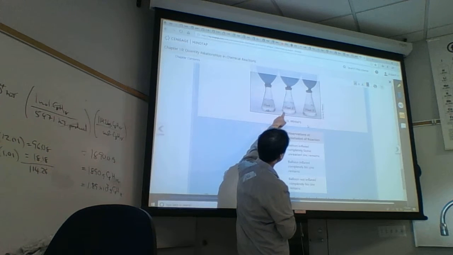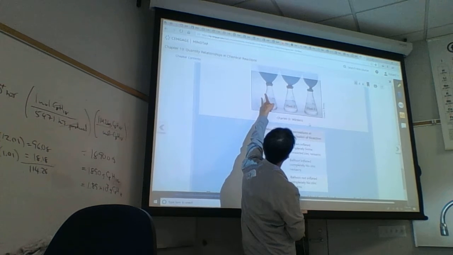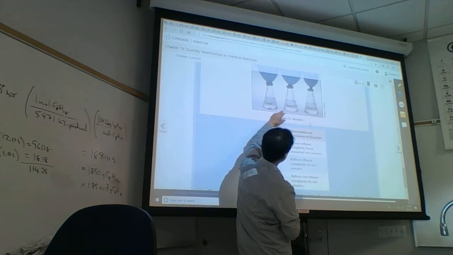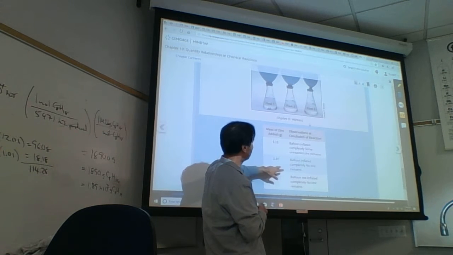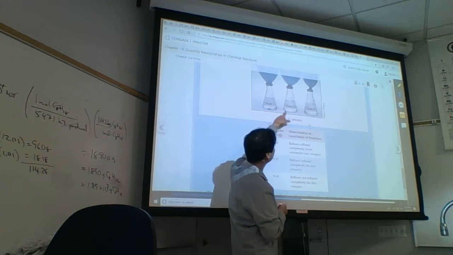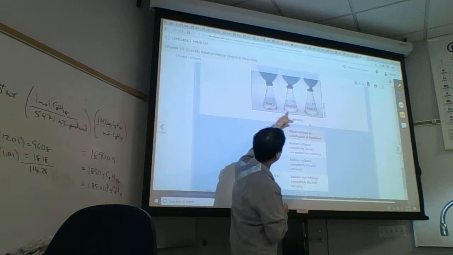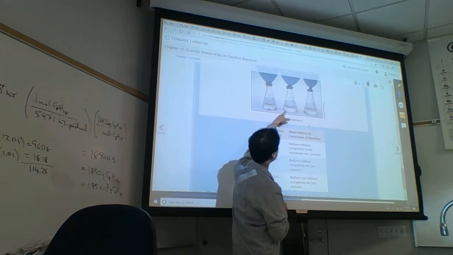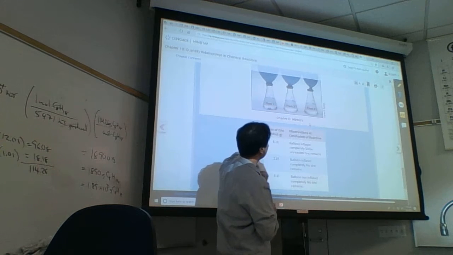In flask 2, there's no more zinc left. And the balloon has reached the same size as the one on the left. And so flask 2 is what we call stoichiometric. Balloon completely inflated, no zinc remains. So we just added just the right amount of zinc because all the zinc reacted and all the hydrochloric acid reacted. We can tell all the hydrochloric acid reacted because the balloon is the same size as flask 1. Flask 1, all the hydrochloric acid reacted.